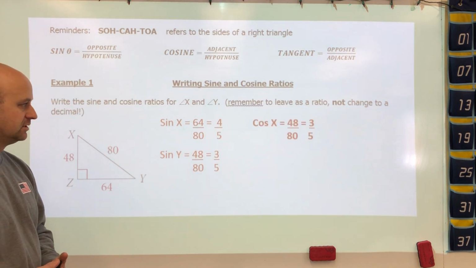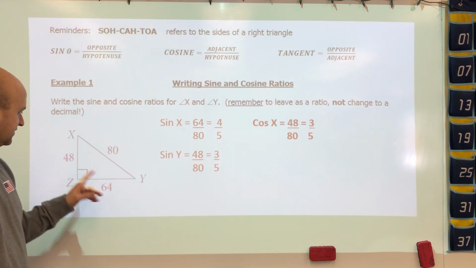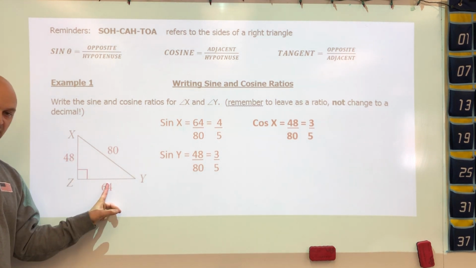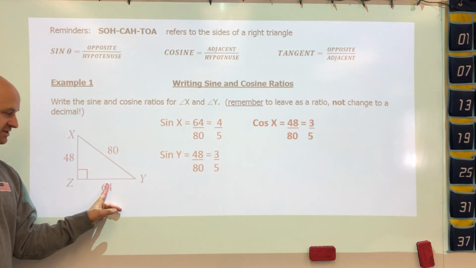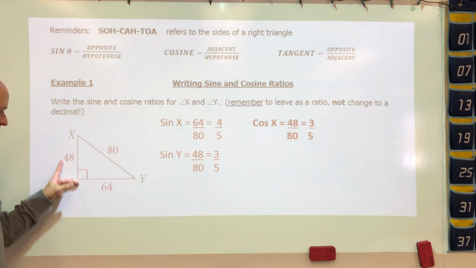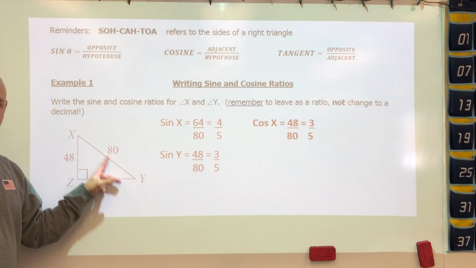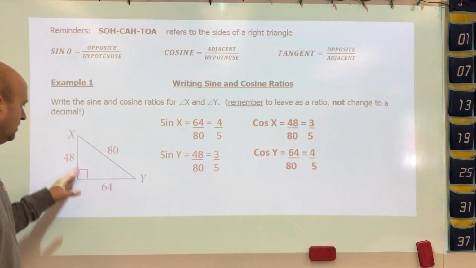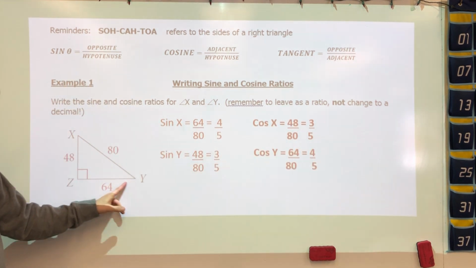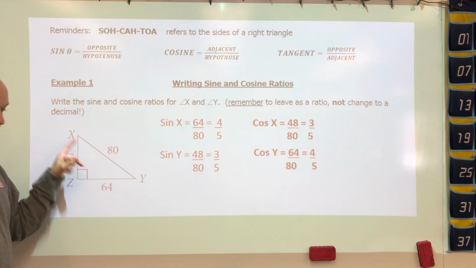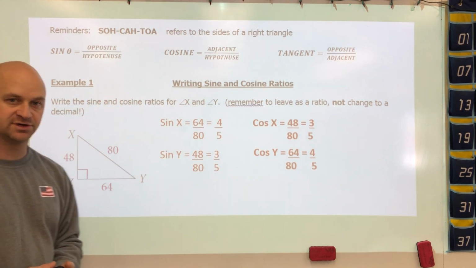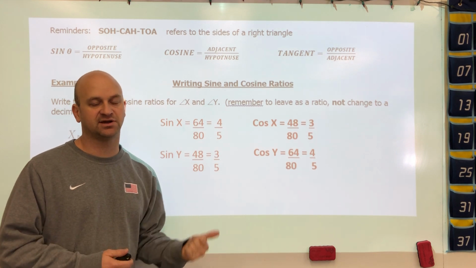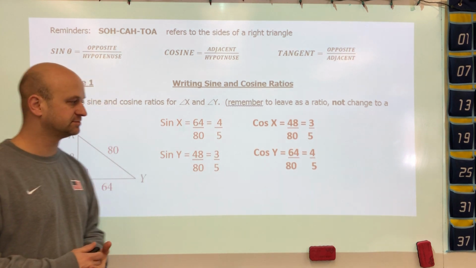All right, if we did cosine now, cosine of x, remember this is opposite, but for cosine we don't need opposite, we need adjacent. So this becomes the adjacent side, this becomes the hypotenuse, which is why we get 48 over 80. For cosine of y, we have adjacent and we have hypotenuse, which is why we get 64 over 80. So again, you have to know how to identify opposite, adjacent, and hypotenuse.